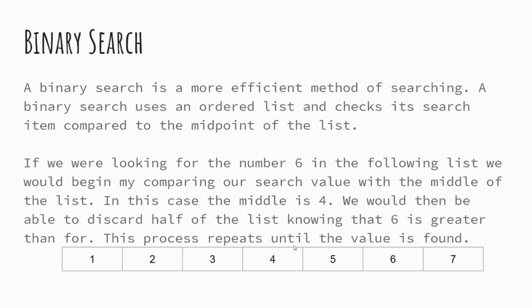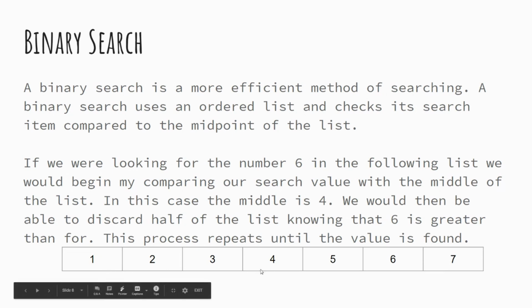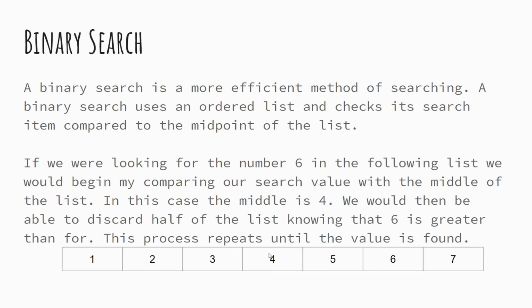So in this example, you can see I've got a list 1, 2, 3, 4, 5, 6, and 7 across the bottom. Now, if I was looking for the number 6, what I would do is first find the midpoint in this list. And in this scenario, 4 is our middle value. What I would then do is establish whether or not the value I'm searching for, in this case 6, is greater than or less than my midpoint.